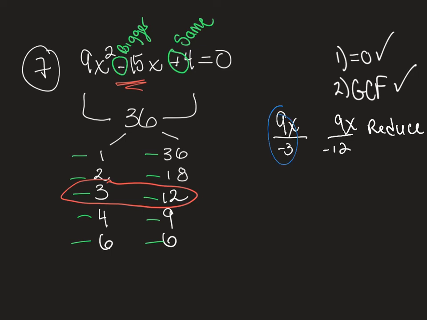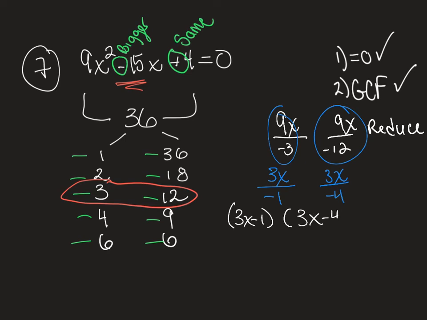This 9 and 3 are going to reduce to a 3x over a -1. And my 9 and 12 also have a 3 in common, so it's going to reduce to a 3x over a -4. So now I can write this as 3x minus 1 times a 3x minus 4 equals 0. And then you take each piece and you set them equal to 0. So 3x minus 1 equals 0. 3x minus 4 equals 0.